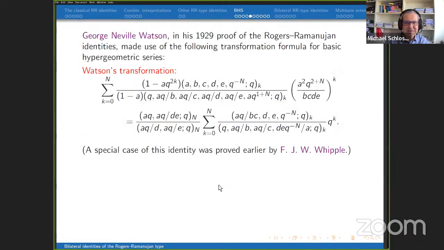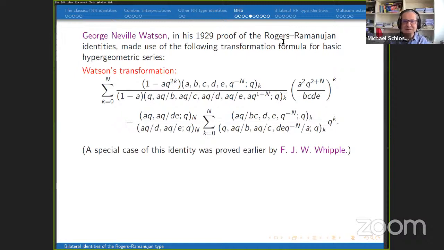And so I'm interested in bilateral extensions of the Rogers-Ramanujan identities. This is my motivation. For this, I want to look very closely at the proof, namely at Watson's proof of the Rogers-Ramanujan identities, to bilateralize that and more or less follow the steps, and you'll see it will be successful.